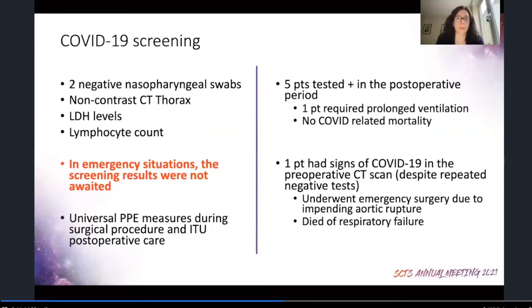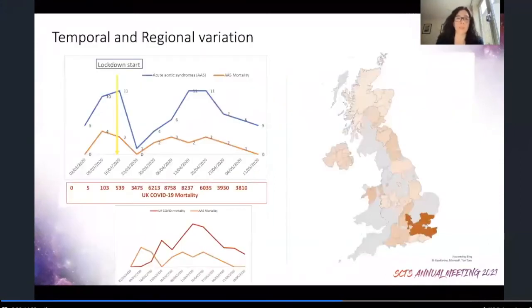The COVID screening recommended was not necessarily awaited in cases presenting with acute aortic syndromes. These cases were carried on with universal PPE measures. And despite that, only 5 patients tested positive in the postoperative period. Out of them, only 1 required prolonged ventilation, but there was no COVID-related mortality.